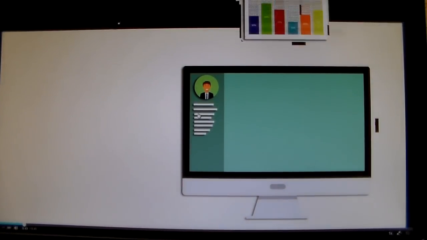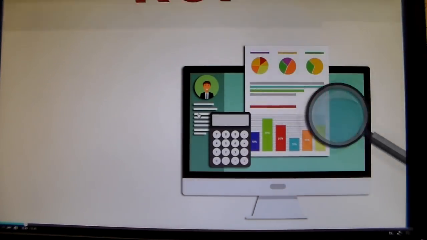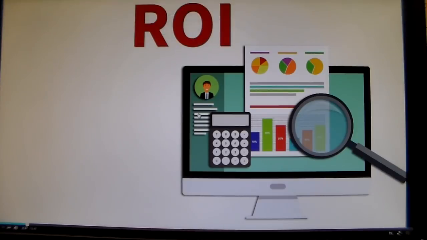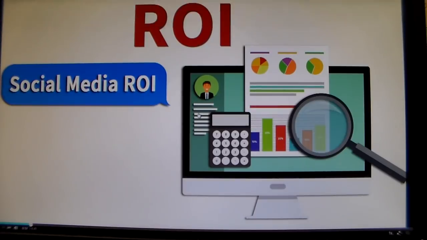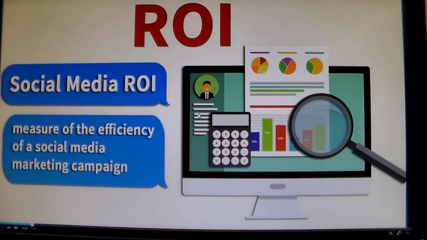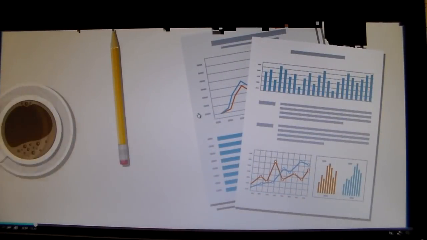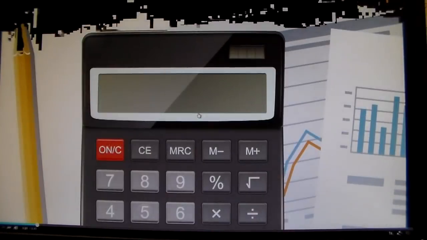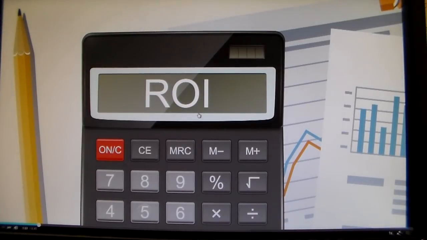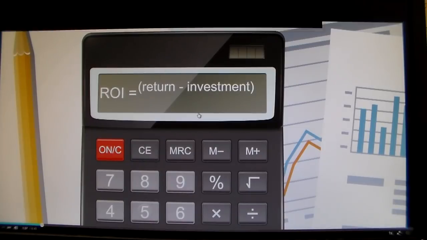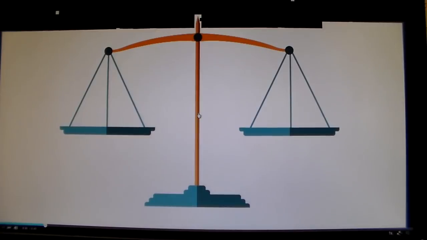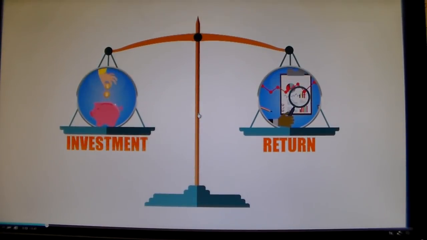Many businesses have trouble measuring the return on investment, or ROI, of a social media campaign. According to the Social Media Examiner, a social media ROI is a measure of the efficiency of a social media marketing campaign. Therefore, the general formula for calculating the social media ROI is very straightforward. That is, ROI equals return minus investment divided by investment. The formula has just two components, return and investment.